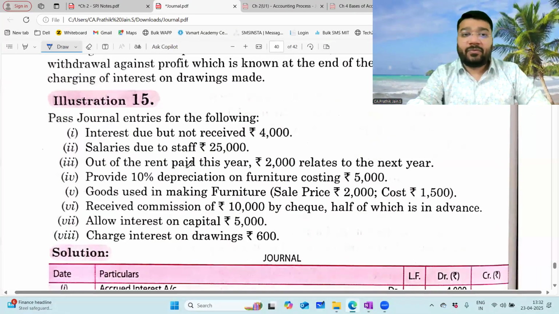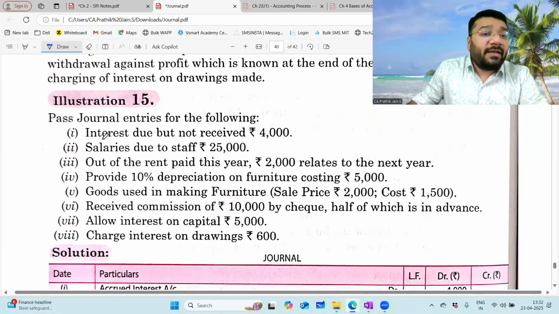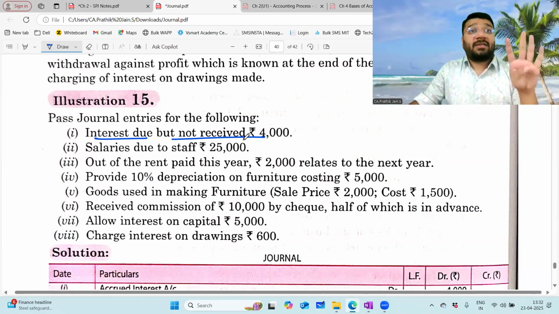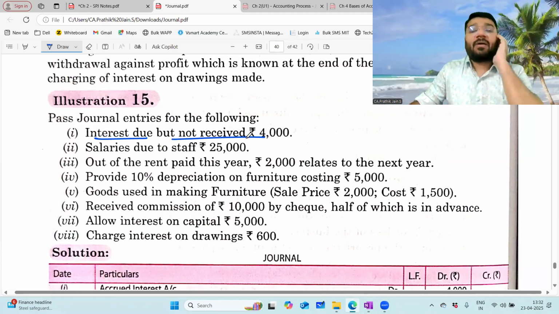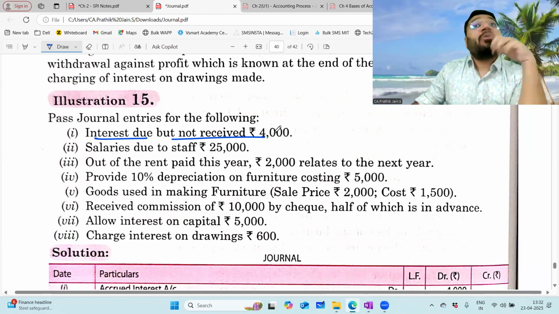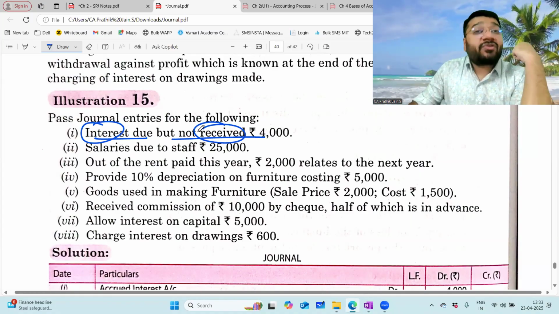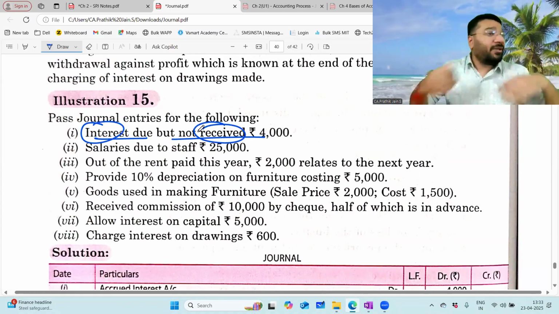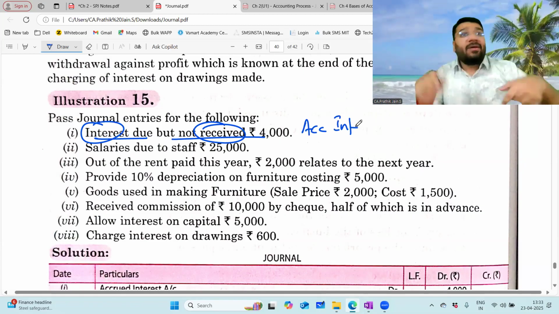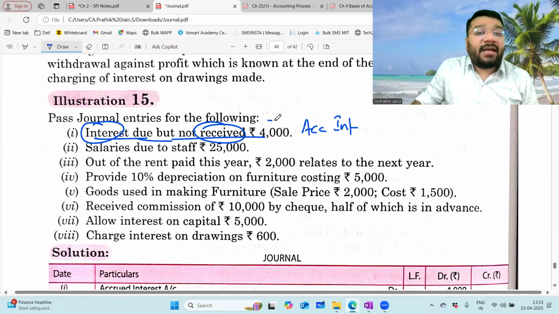Illustration 15. Pass journal entries for the following transaction. Interest due but not received. This is out of those 4 concepts. Which concept? Accrued interest. How do you say it is accrued? How do you say this is income? Sir, interest is given in relation to money received. So when do I receive my interest? Only with my income. So this is accrued interest. Means what? Income earned. Money not received. So please tell me, what is the entry for this?